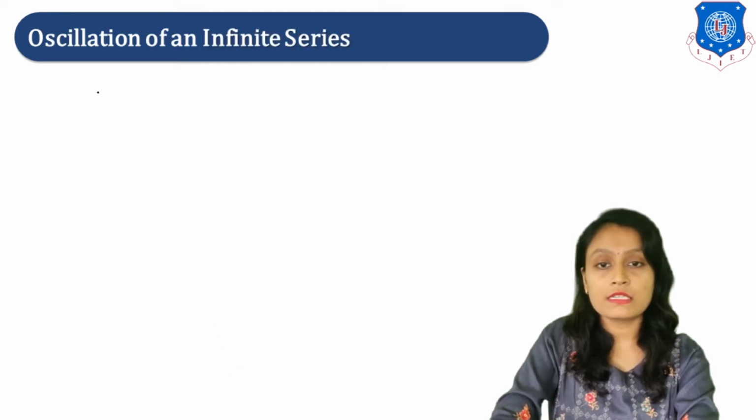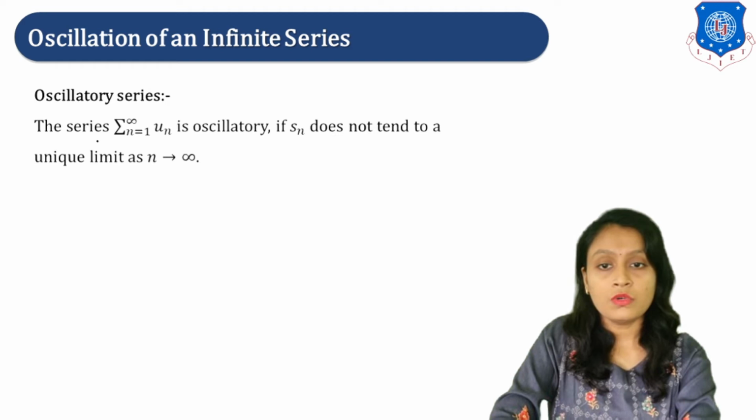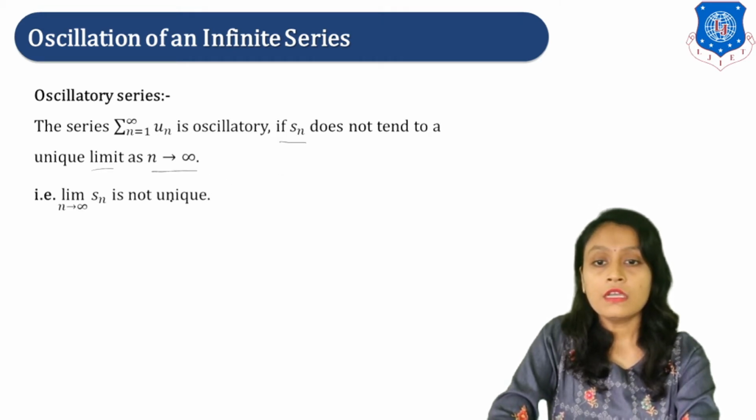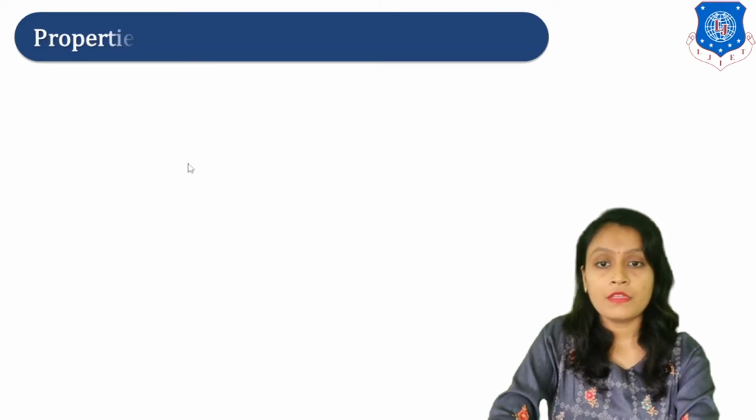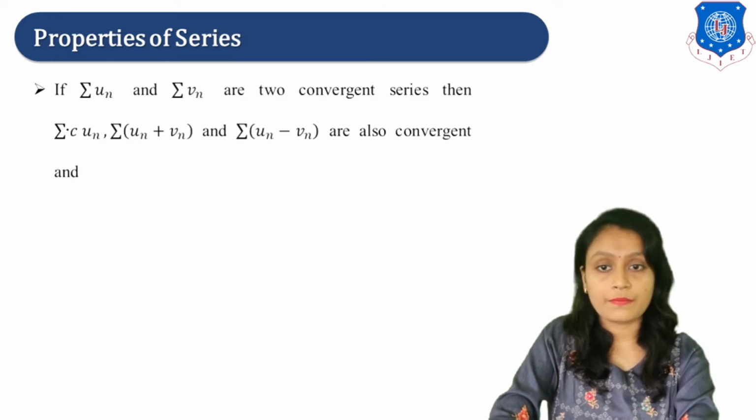Now let's discuss oscillation of an infinite series. The series un is oscillatory if Sn does not tend to a unique limit as n tends to infinity. So whenever the limit of Sn is not unique, then we can say that this series un is an oscillatory series. Now we will discuss the properties of series.